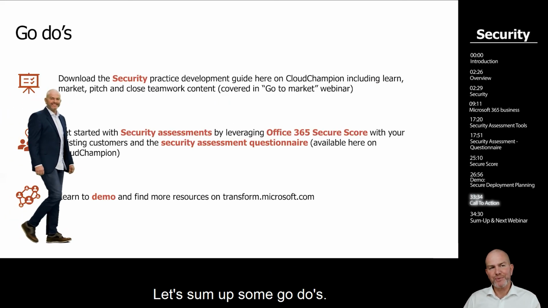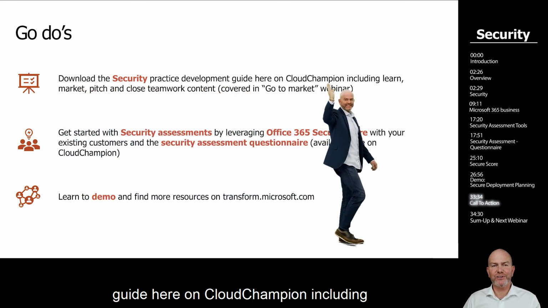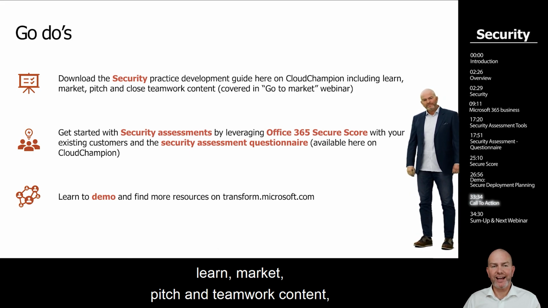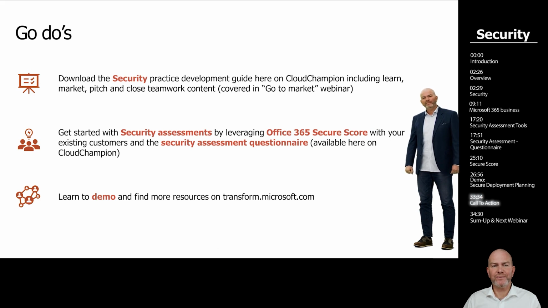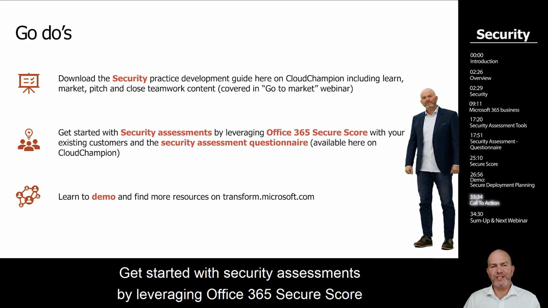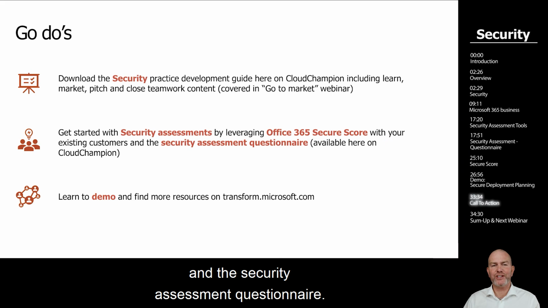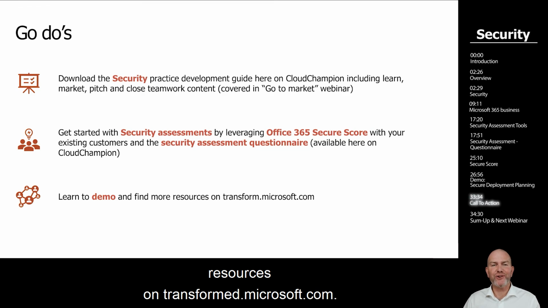Okay, so let's sum up some go-dos. Download the Security Practice Development Guide here on Cloud Champion, including Learn, Market, Pitch, and Teamwork content. Covered also in the Go-to-Market webinar. Get started with security assessments by leveraging Office 365 Secure Score with your existing customers and the Security Assessment Questionnaire, also available here on Cloud Champion. You can learn the demo and find more resources on transform.microsoft.com.